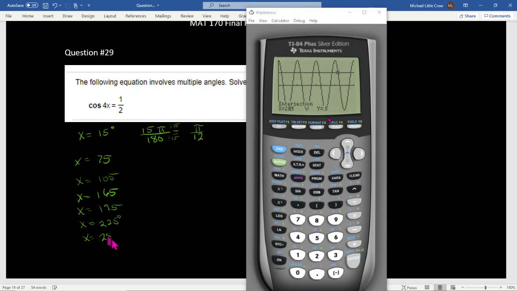And then the last one, second calc, number 5, intersect, enter, enter. There we are, 345.